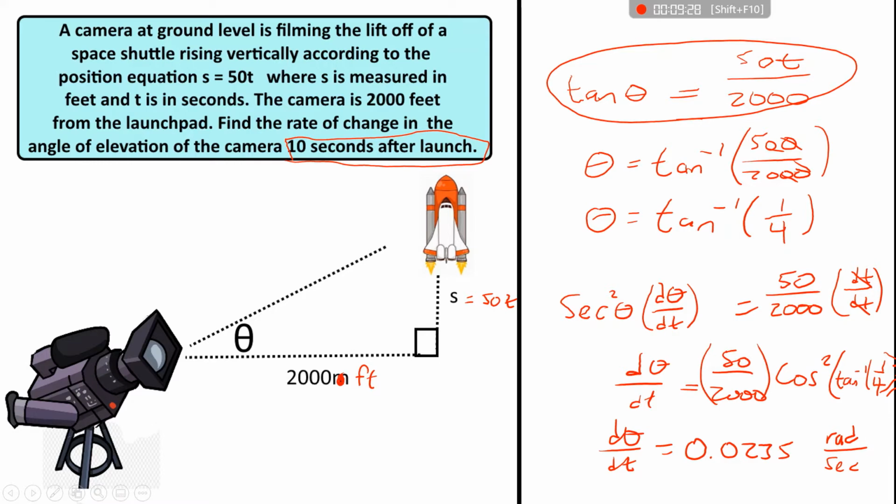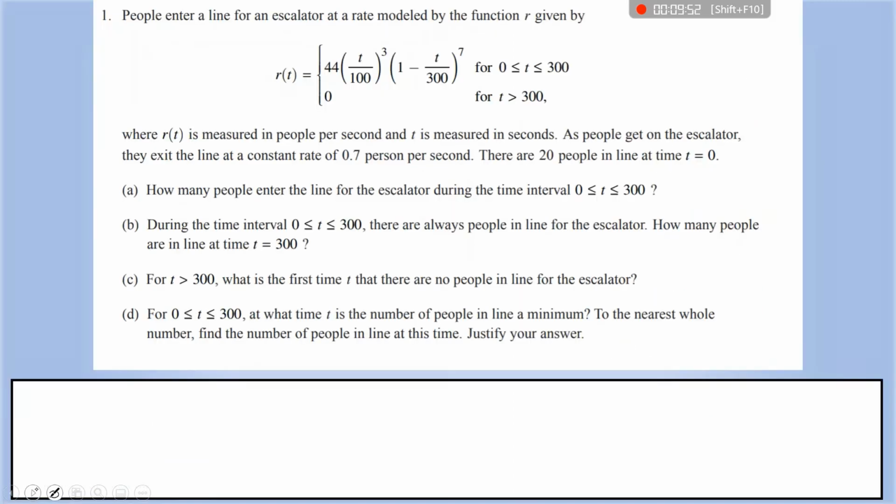Okay, so your clue for when you're looking for your units is going to be on this side. If you're looking at your derivatives, they will actually tell you the units. This is a change in an angle. Angles are measured in radians over change in time, and our time for this one is measured in seconds. Okay, any questions on this one? No. Okay, let's skip.